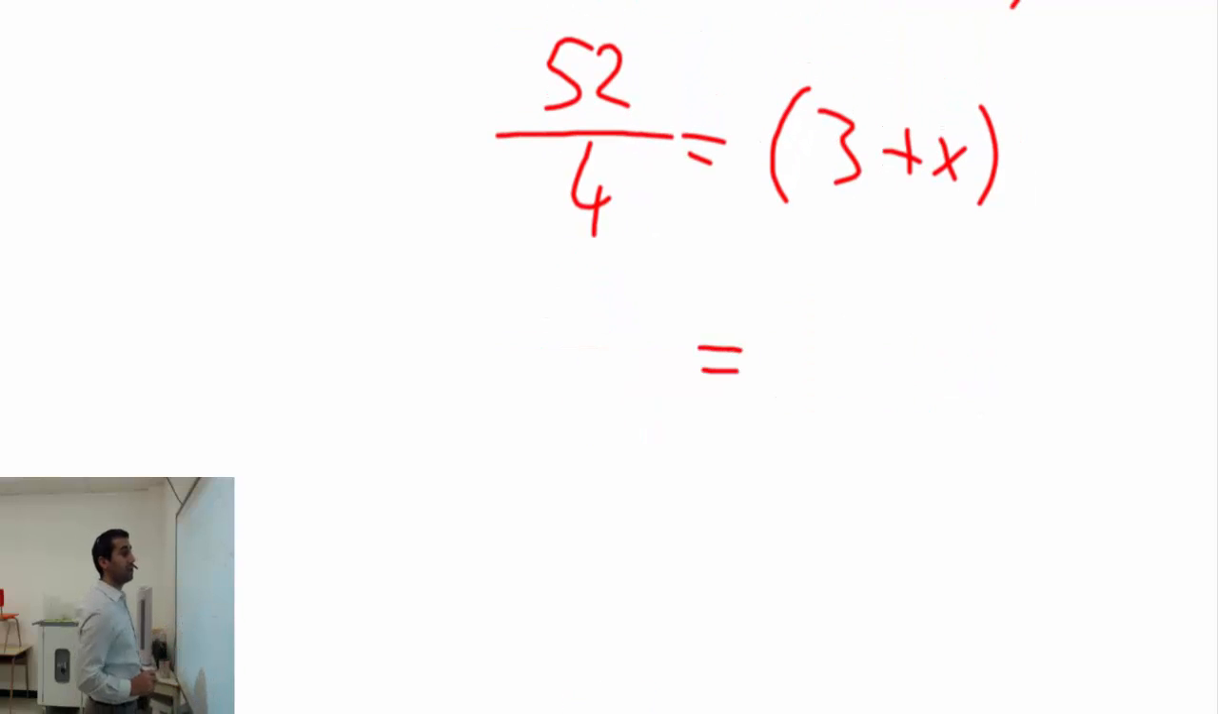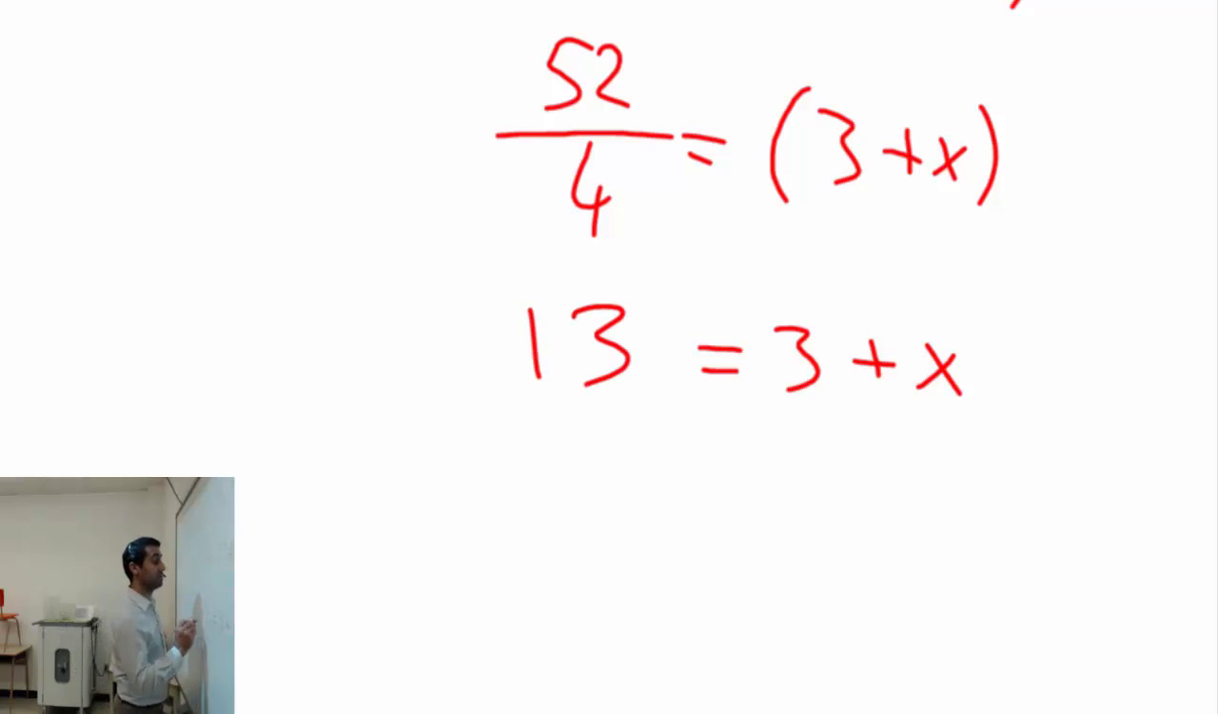Alright, equation line. So there is nothing on the right, just the bracket, so it can come out of the bracket. 3 plus X. And on the left, 52 divided by 4, that will give me 13. So I still need to leave the X alone. I cannot tell what the X is if there is something to do next to X.